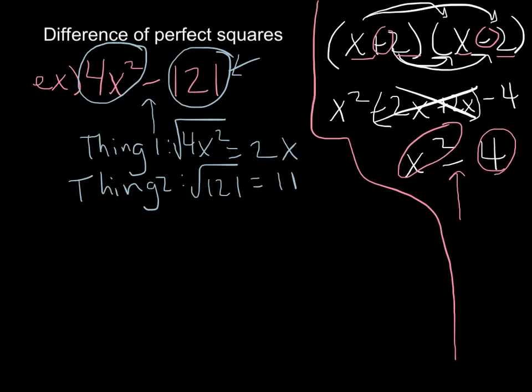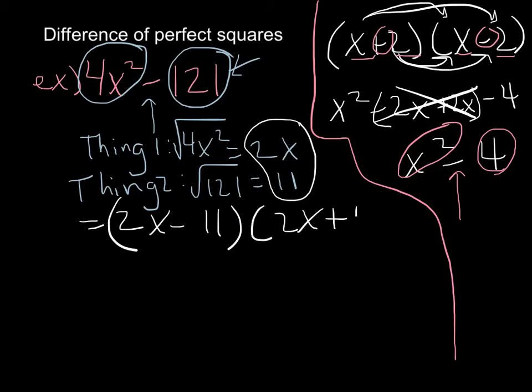So just like happened in my example where I originally multiplied it out, your two binomials have to be adding and they have to be subtracting. So you're going to take your two things, so you're going to take 2x and 11, and you're going to do thing 1 plus thing 2, and thing 1 minus thing 2. So your final answer would be 2x minus 11 times 2x plus 11.